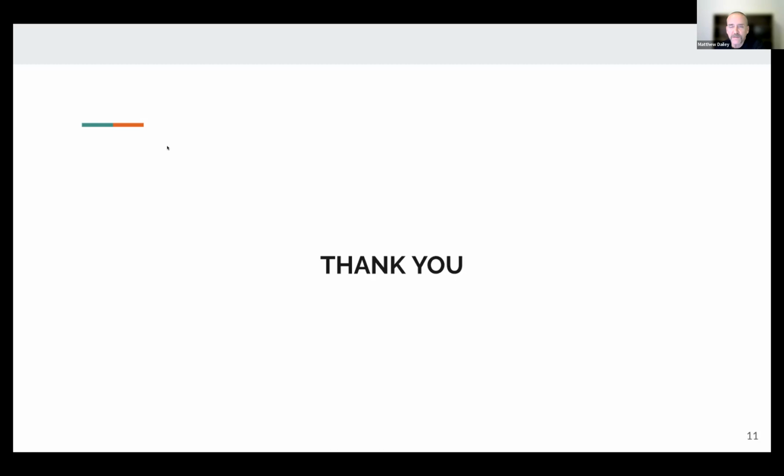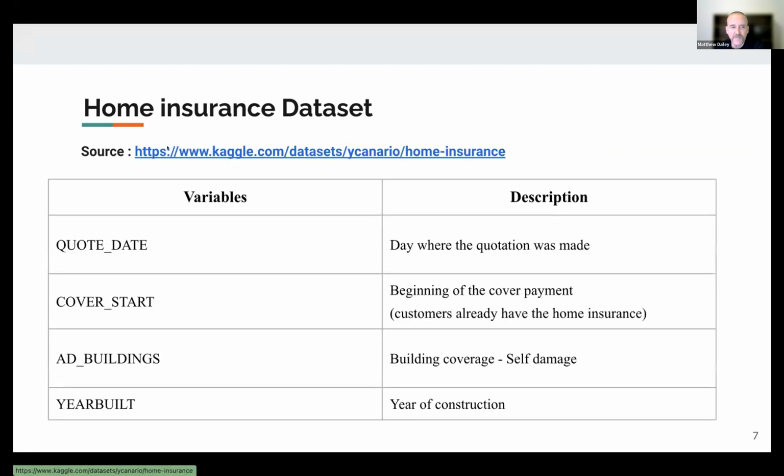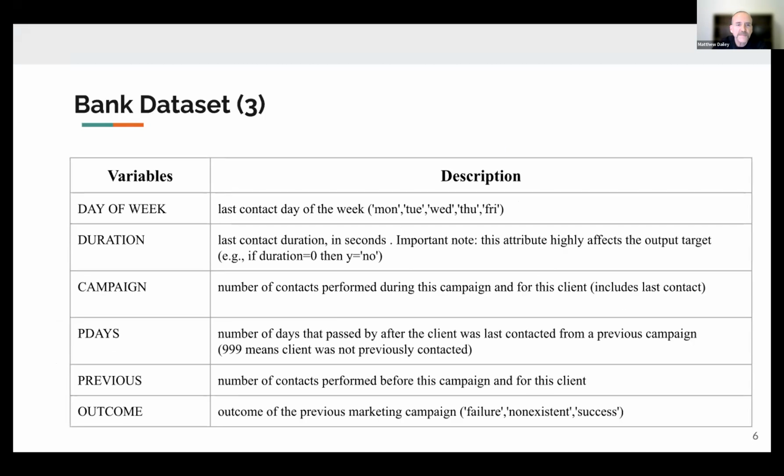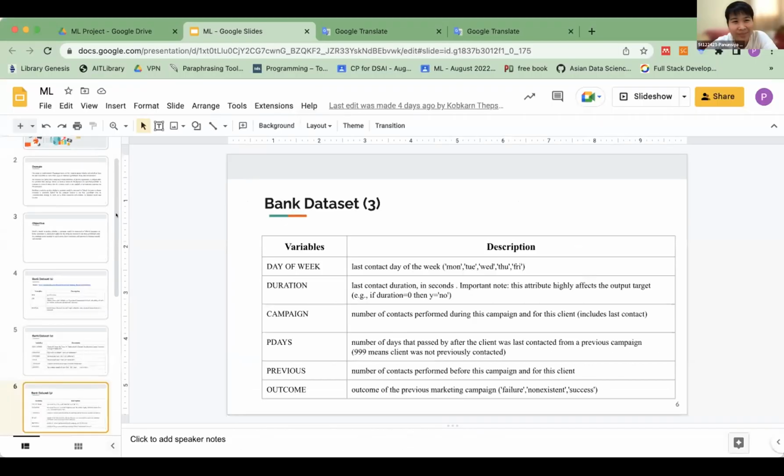Maybe could you say more about how you want to merge these data sets? How can you put them together? Paramik, could you help?